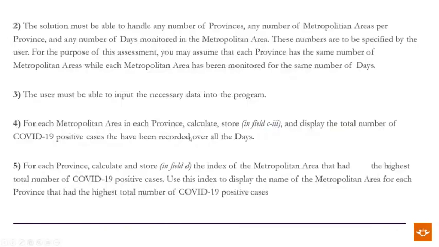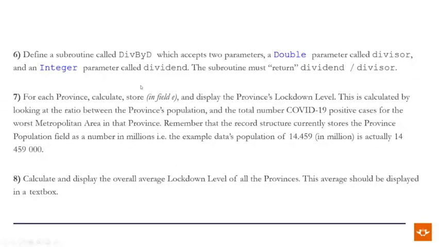From there, we read that the solution must handle any number of provinces, metropolitan areas, and days monitored. We'll then monitor the same number of provinces, metropolitans, and days for each one. The user must input the necessary data, and then we'll start doing calculations of totals, calculating for each province, and calculate, store, and display the index of the metropolitan with the highest number of cases. Define the subroutine, divide D. For each province, calculate, store, and display a province lockdown level. Then calculate the average lockdown level for the province.